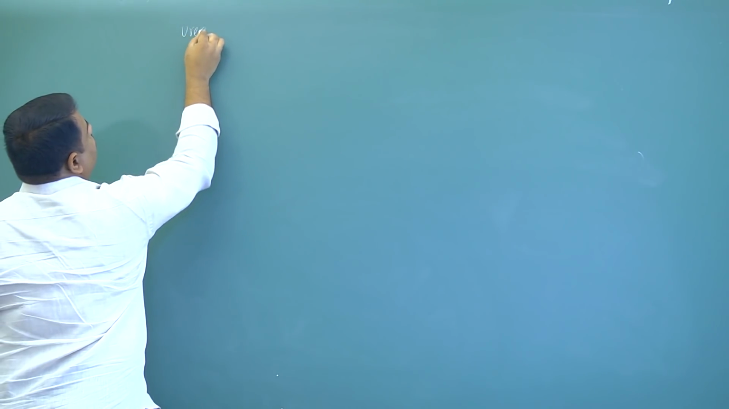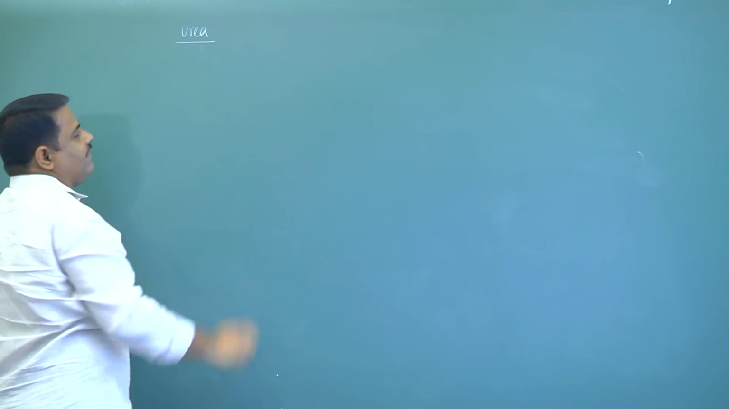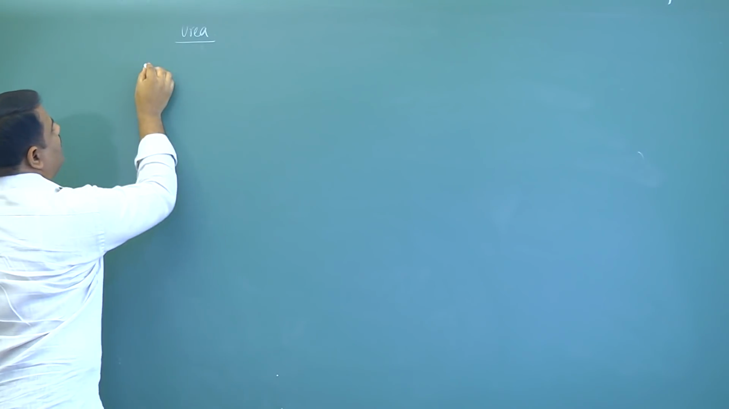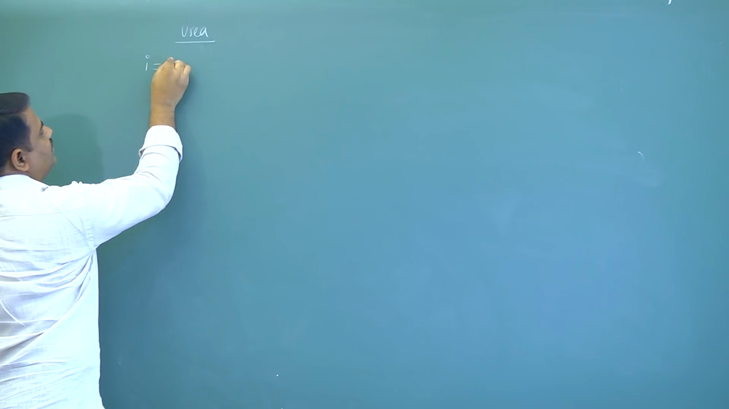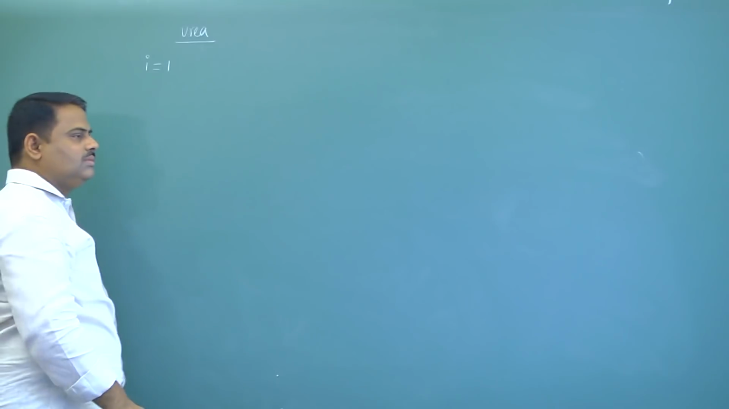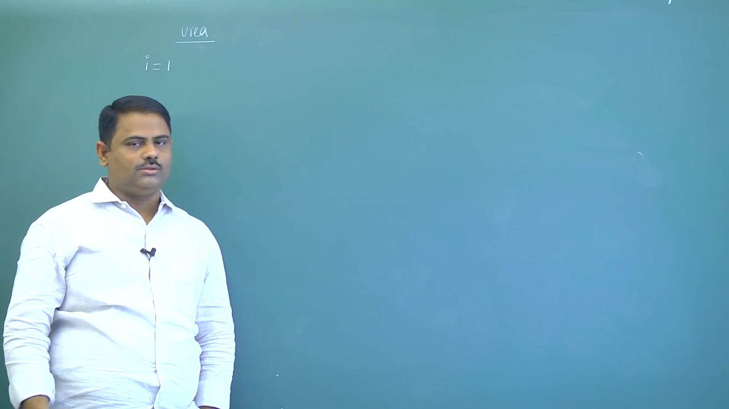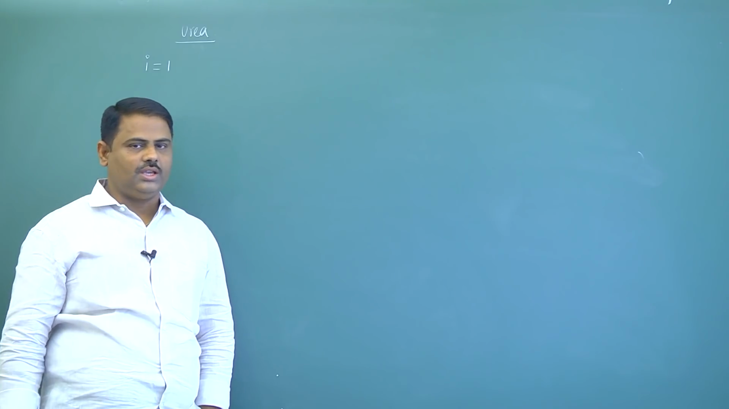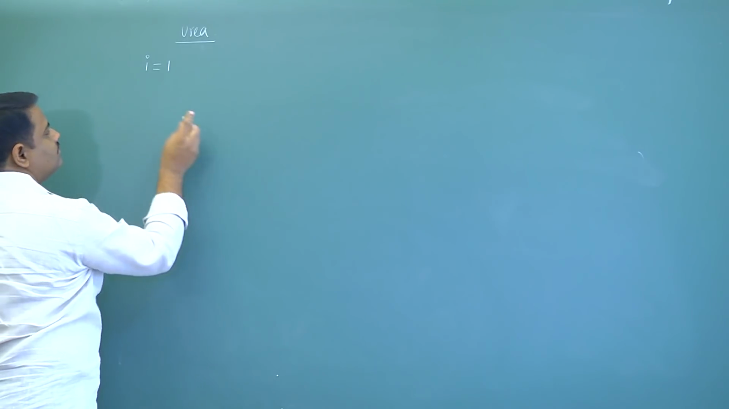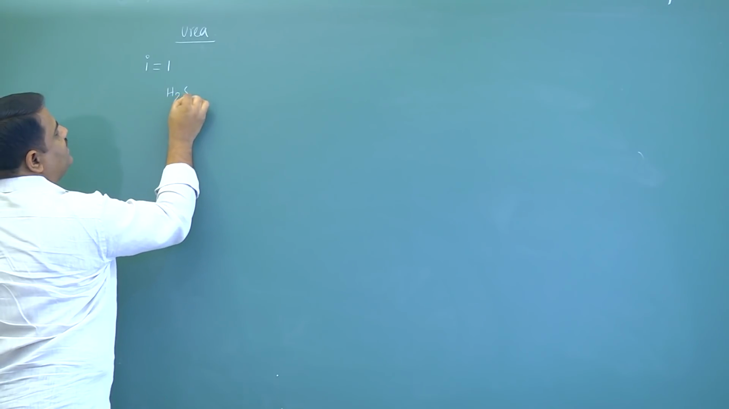Suppose urea is given. What is its Van't Hoff factor? I is equal to 1, so there is no dissociation or association. Now sulfuric acid is given.